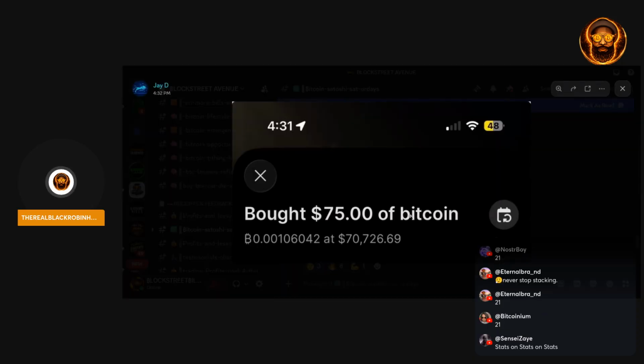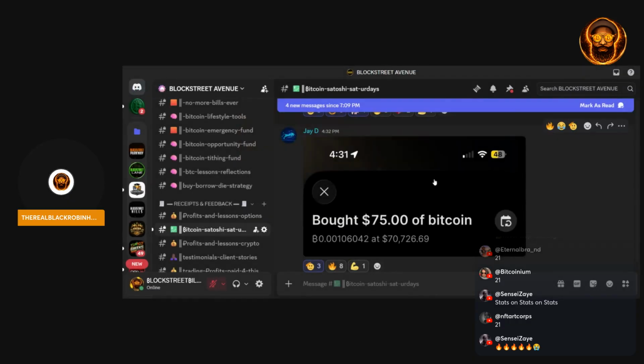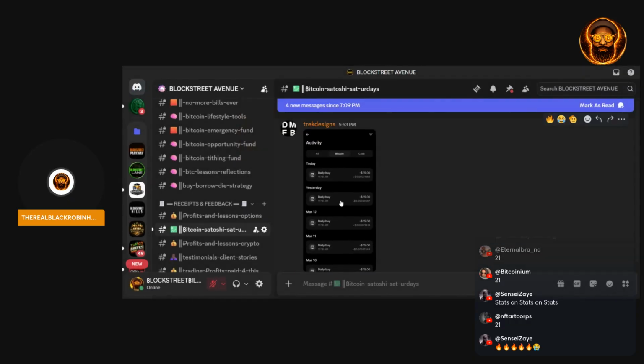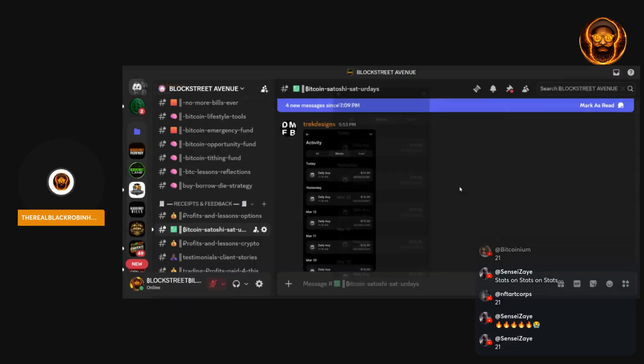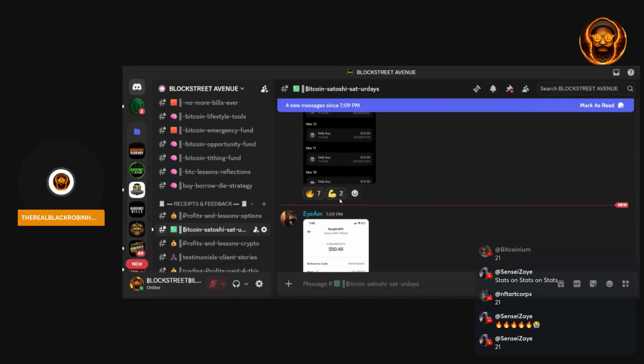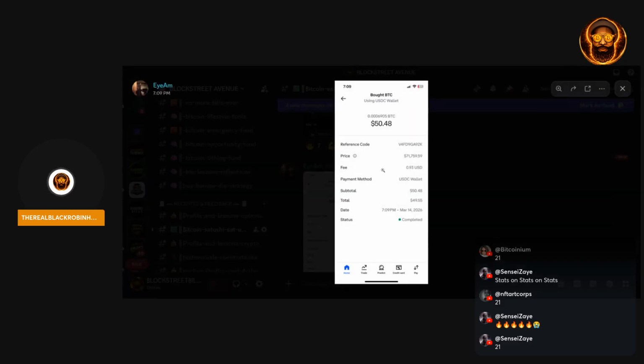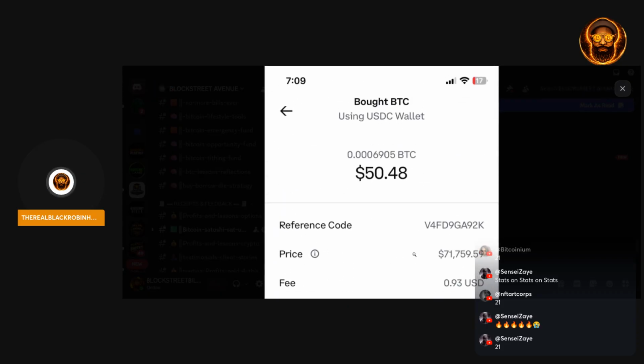JD, stacking sats. So it's not like it's one person that's doing it, right? We really stacking. Look at my man Trek Designs. Stacking sats. 15, 15, 15, 15. You buy what you can. We don't look at what's on another person's plate. People can afford what they can afford, depending on what they are trading, what they are doing.